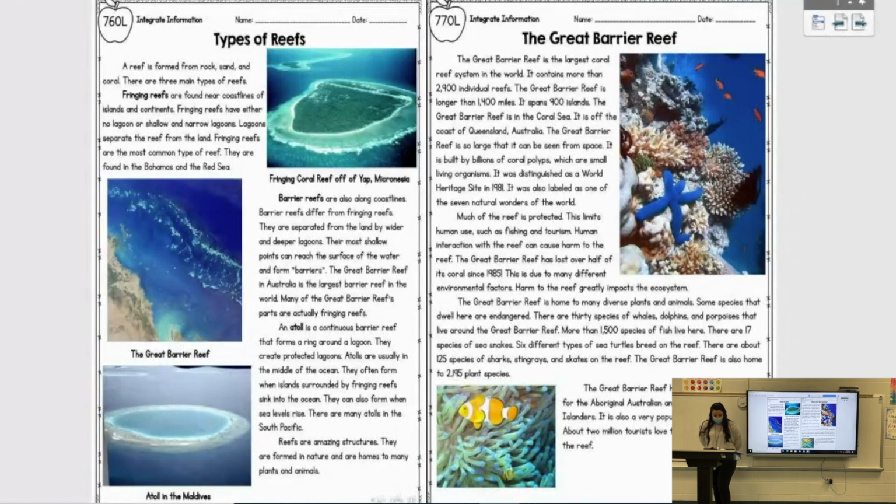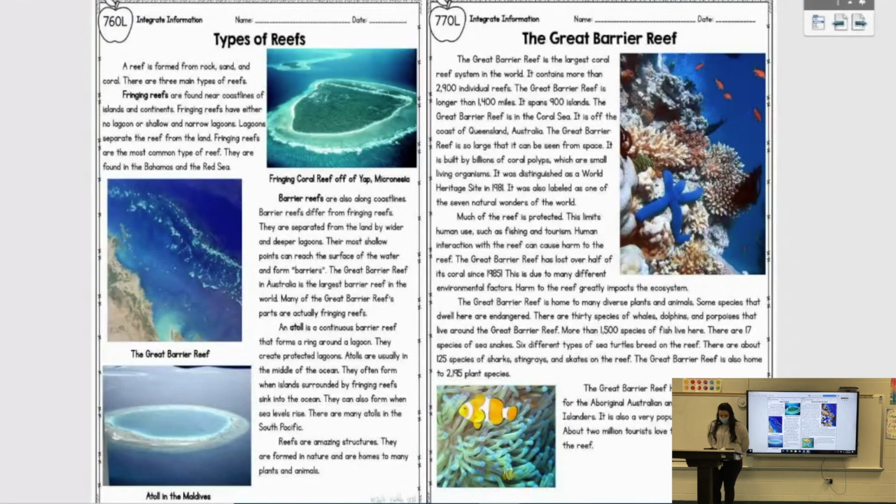Much of the reef is protected. This limits human use, such as fishing and tourism. Human interaction with the reef can cause harm to the reef. The Great Barrier Reef has lost over half of its coral since 1985. This is due to many different environmental factors. Harm to the reef greatly impacts the ecosystem.